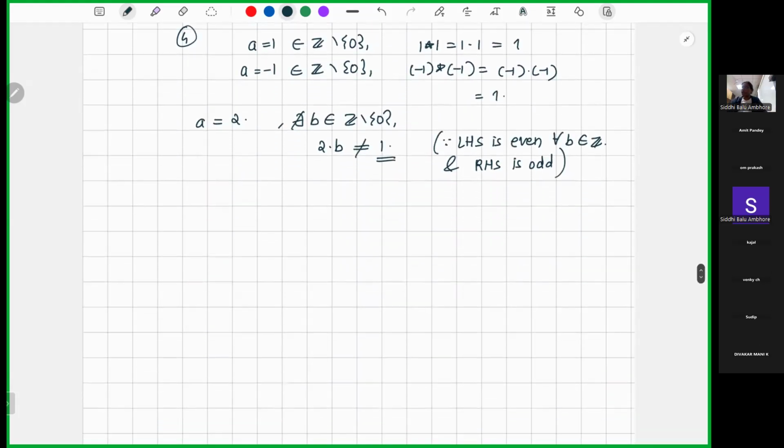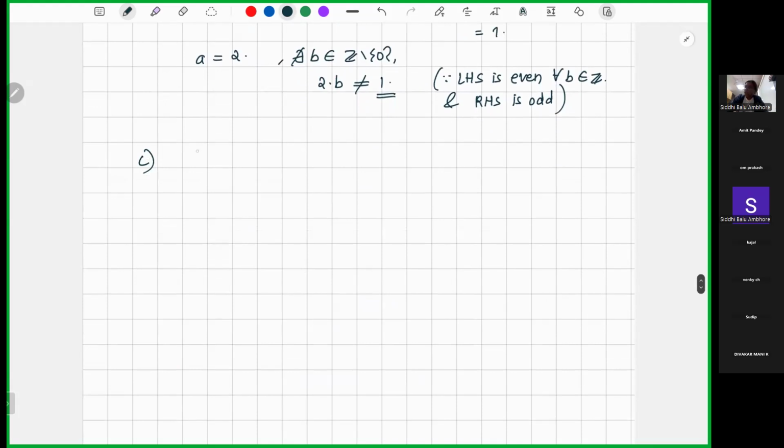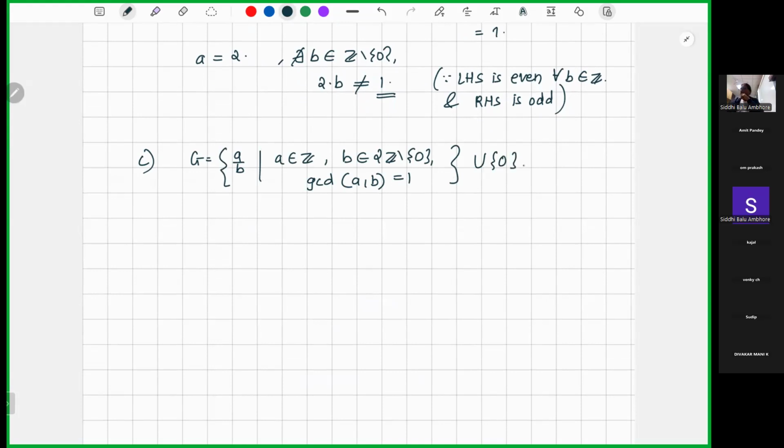So let us go to the C part, that is this group. This G is A by B such that A belongs to Z, B belongs to Z minus 0, and one more condition is that the GCD of A and B must be 1, and union 0. And A by B star C by D is defined as (AD plus BC) divided by BD. And we have to check whether this is a group.